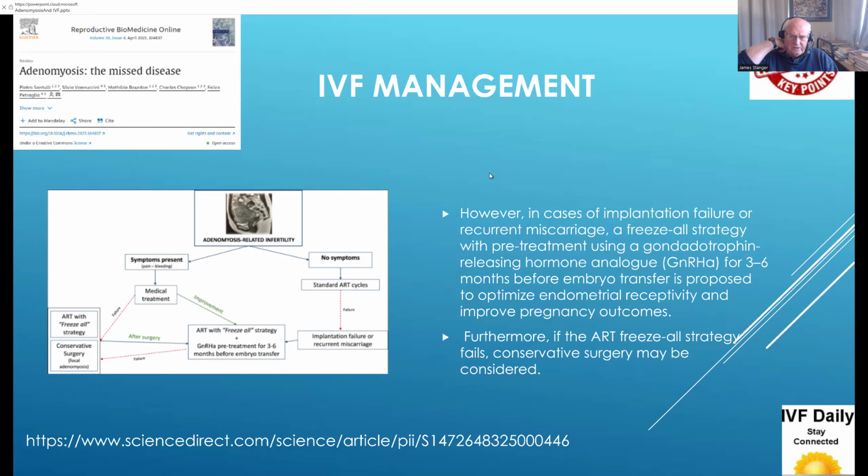However, in cases of implantation failure or recurrent miscarriage, a freeze-thaw strategy with pre-treatment using gonadotropin-releasing hormone for 3 to 6 months before transfer is proposed to optimize endometrial receptivity and improve pregnancy outcomes. Furthermore, if the ART freeze-all strategy fails, conservative surgery may be considered, but once again, this is a gynecological matter and outside my scope.